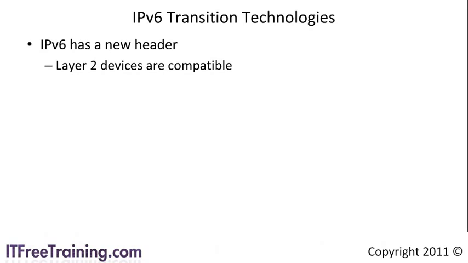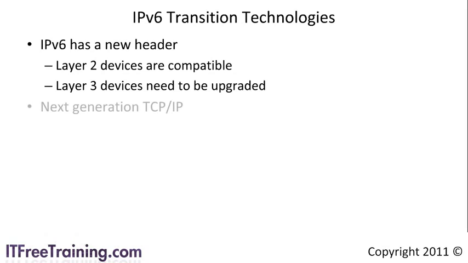However, because the IP header has been changed, Layer 3 devices need to be upgraded to IPv6 before they will work on an IPv6 network. You can imagine that many companies won't want to upgrade all their routers to IPv6 anytime soon, so transition technologies are needed. The first is what Microsoft calls Next Generation TCP/IP.